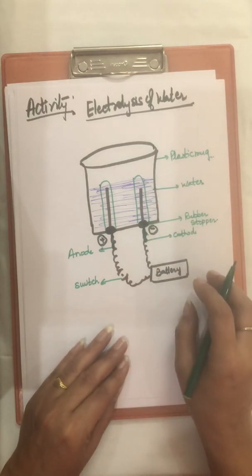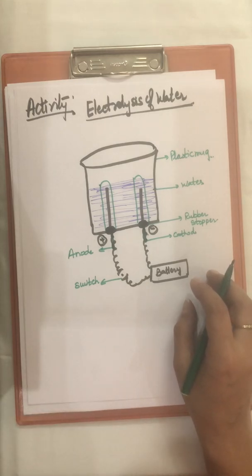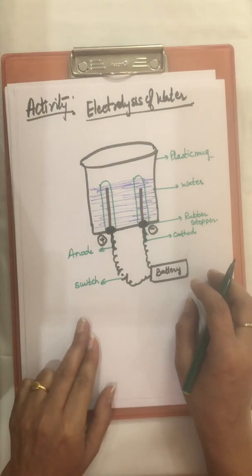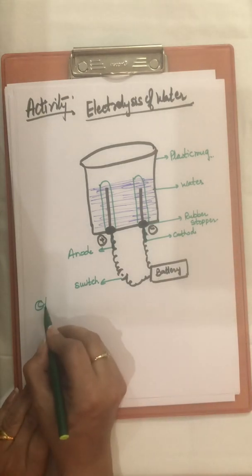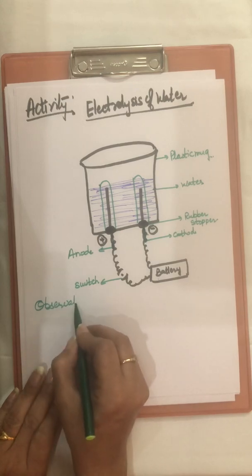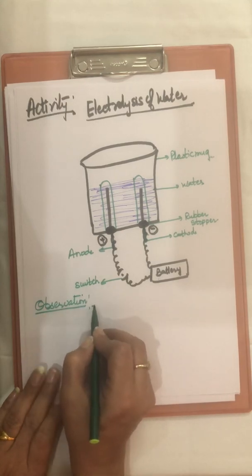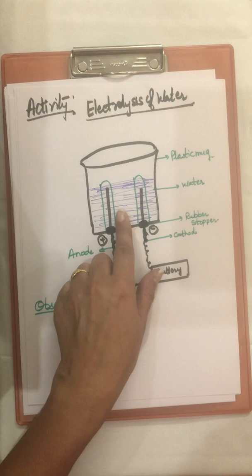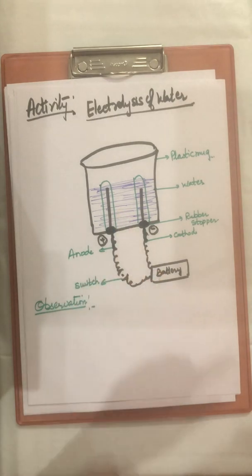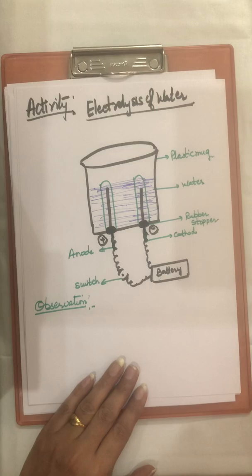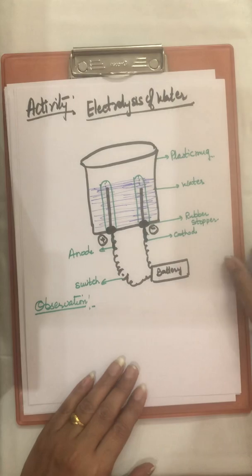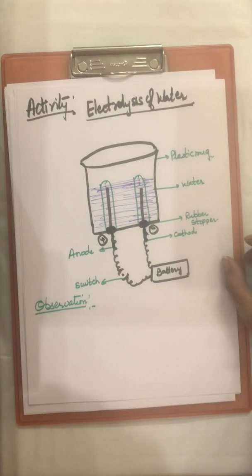And leave this apparatus undisturbed for some time. Observe the changes and record the observations. The observations here are, and what will we infer from these observations: when electricity is passed through this acidified water, bubbles of the gas are observed at both the electrodes. We'll see the bubbles forming here at both these electrodes. The bubbles are forming. That shows some gas is evolving out here at these electrodes.